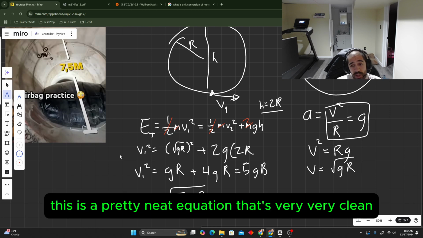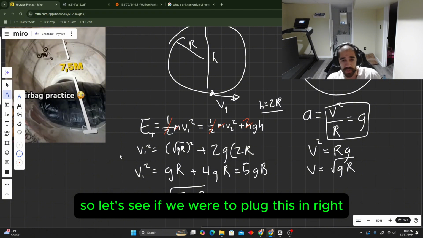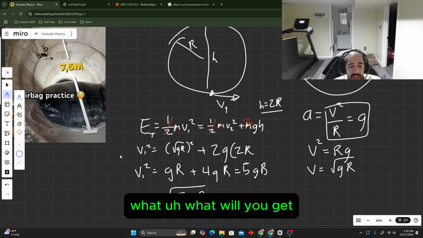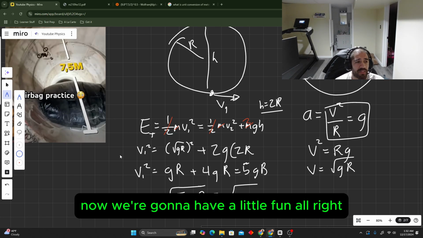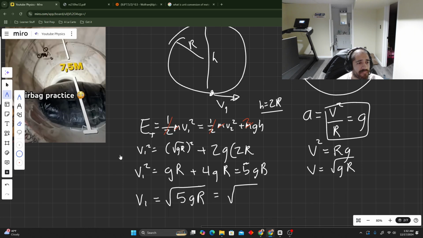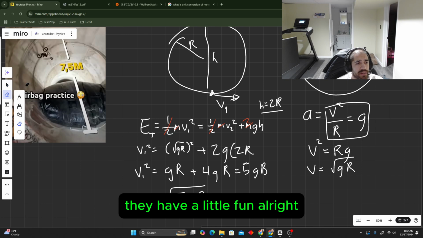This is a pretty neat equation. That's very, very clean. So let's see if we were to plug this in, what will you get? So gravity, we could assume Earth, right? And we're gonna have a little fun, all right?